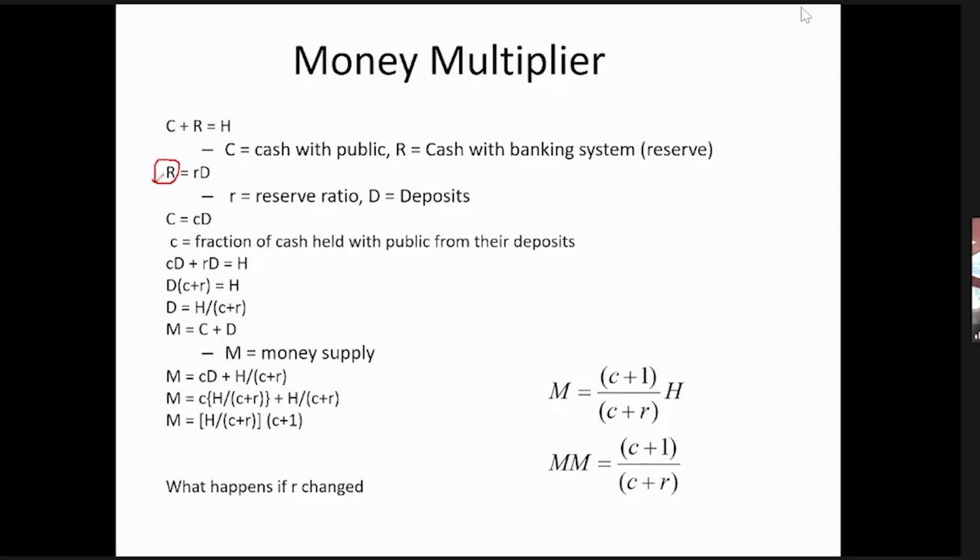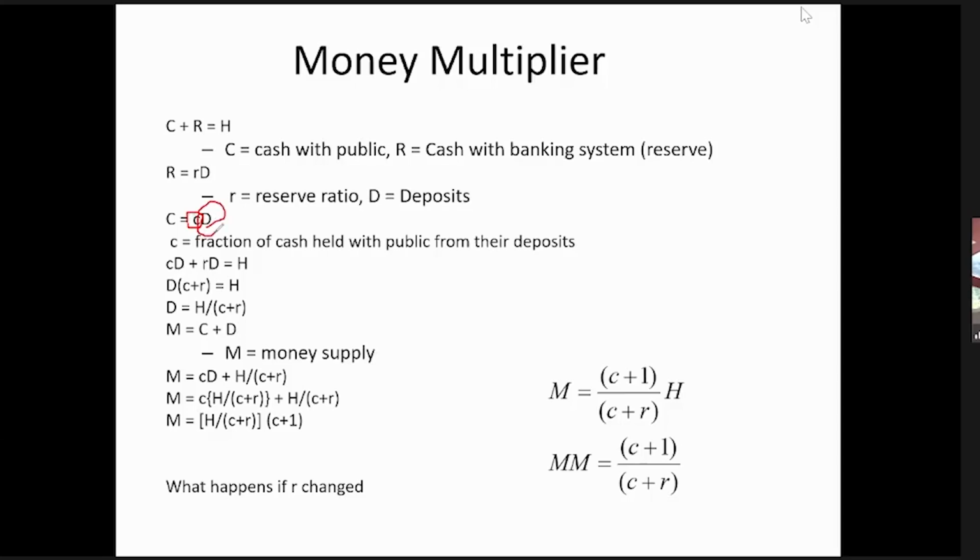Otherwise, banks would be very happy to put whatever money is available out to the public by means of loans. But because of the reserve ratio, that cannot be done. So banks keep R, where small r stands for the reserve ratio, multiplied by the total amount of deposits. So the total deposits multiplied by the reserve ratio will be R, and C, the cash with the public, can also be denoted as the amount of cash that people want to keep in their pockets relative to the amount of deposits.